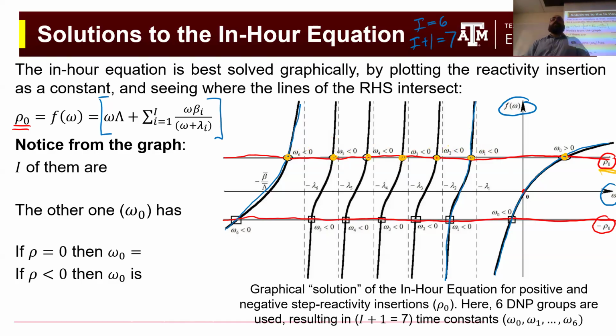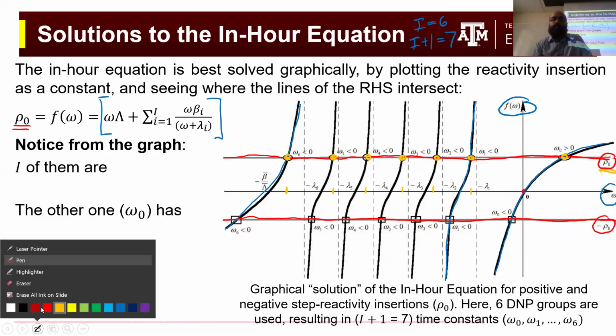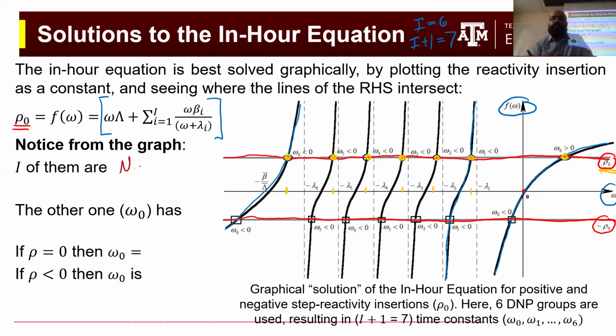These omegas are all negative because that corresponds to the x values of these points, and the x values of all of these points are to the left of the origin. So I of these points are negative. I of these time constants are negative.